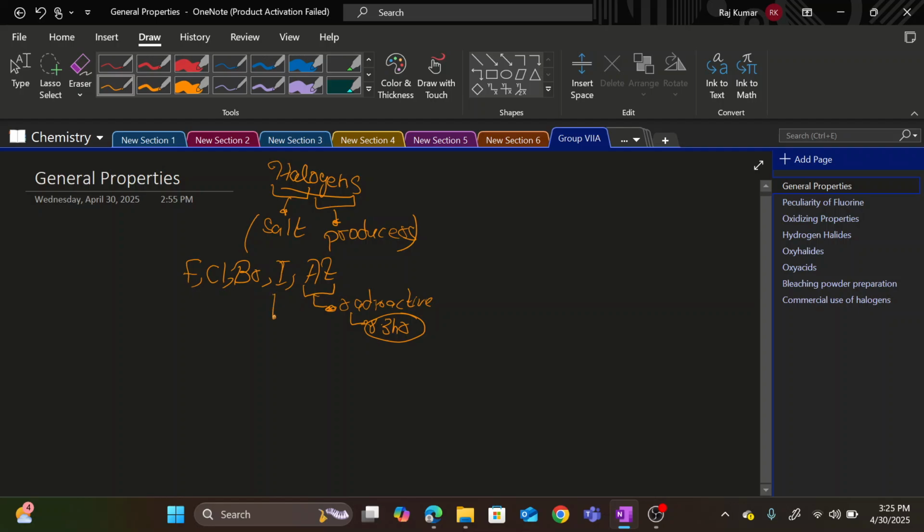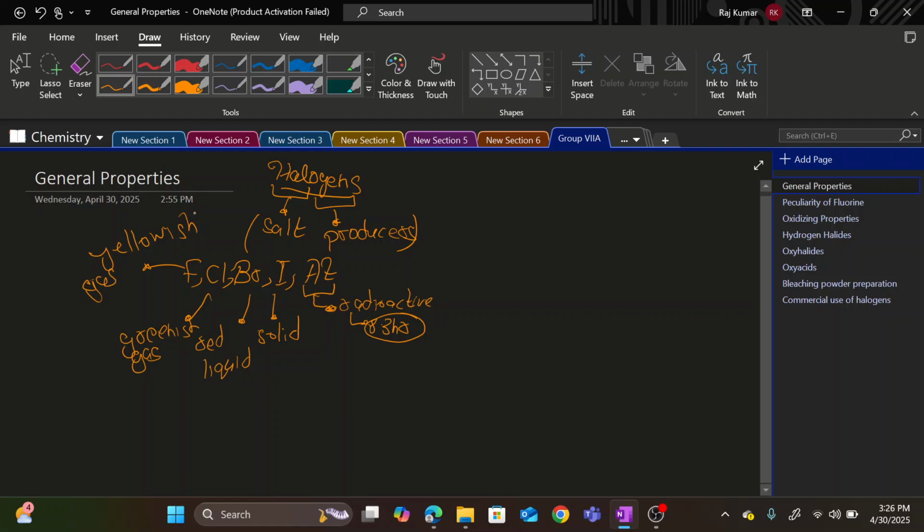While iodine is basically a gray blackish solid, bromine is a reddish brown liquid, chlorine is a greenish gas, and fluorine is a pale yellowish gas.